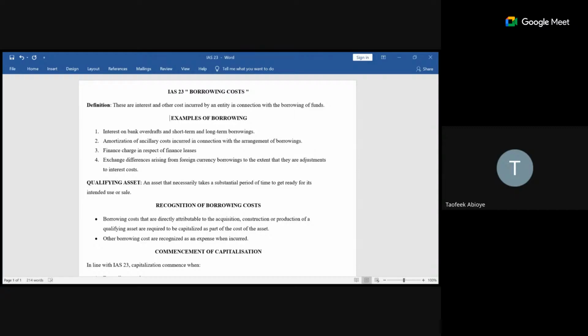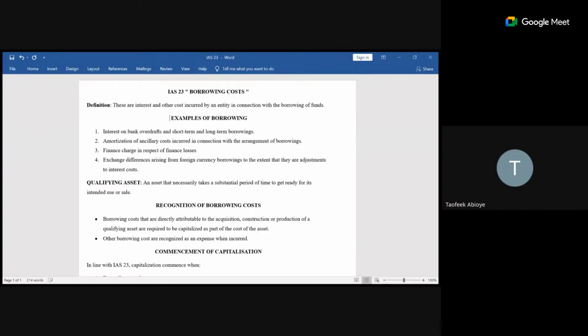In fact, legally, we cannot use it until the safety certificate comes out. So it takes a substantial period of time before it is ready for use. In this case, it was after 6 months. So this machinery qualifies as a qualifying asset. That is where I'm going, and that's why I threw out that question.